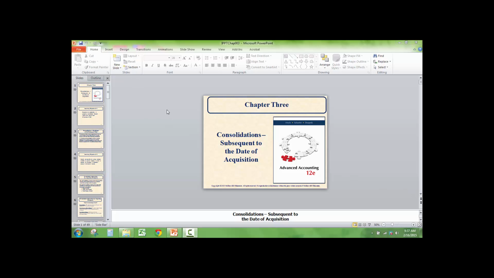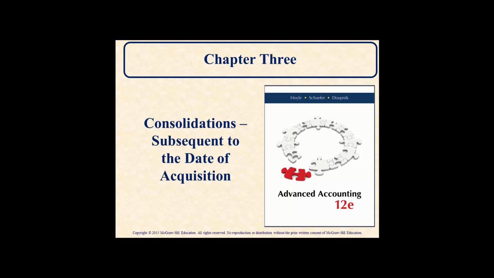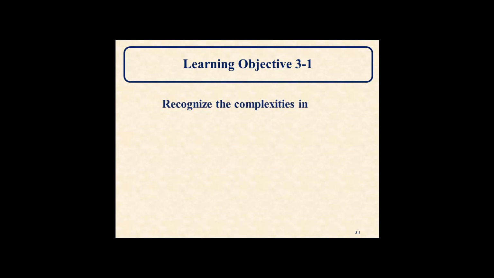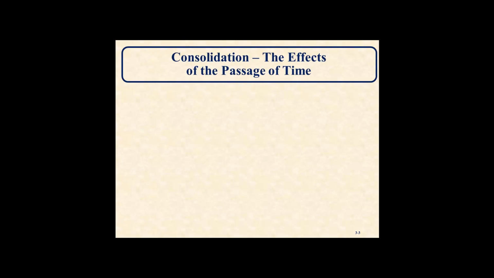This is consolidation subsequent to the date of acquisition, Chapter 3. So we are going to talk about how to recognize the complexities in preparing consolidated financial reports that emerge from the passage of time. In Chapter 2, everything that we did was at the acquisition date, the date of the transaction. Now time is going to pass, so there are other things that you must do.